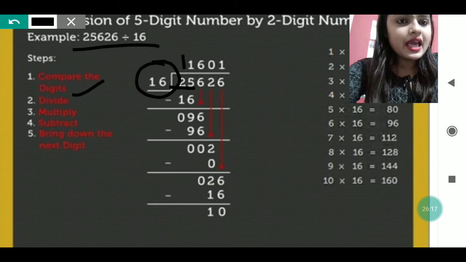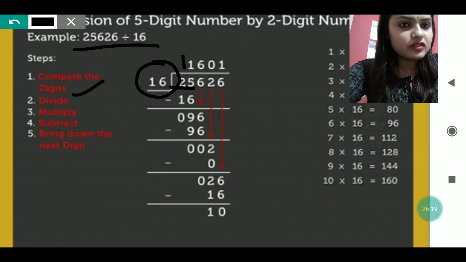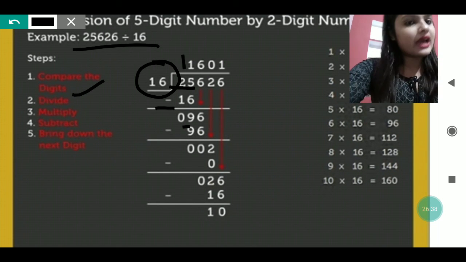You will write 1 upside, and downside you will write 16. Now you have to subtract. You can see the subtraction sign is there. When we are subtracting, 5 minus 6 is not possible, so we will take one carry. So 15 minus 6 will be 9. You can see 9 written here. And 2 minus 1 minus 1, because we have already taken 1, so now it is 1. So 1 minus 1 will be 0 here. So we have got 0 and 9.